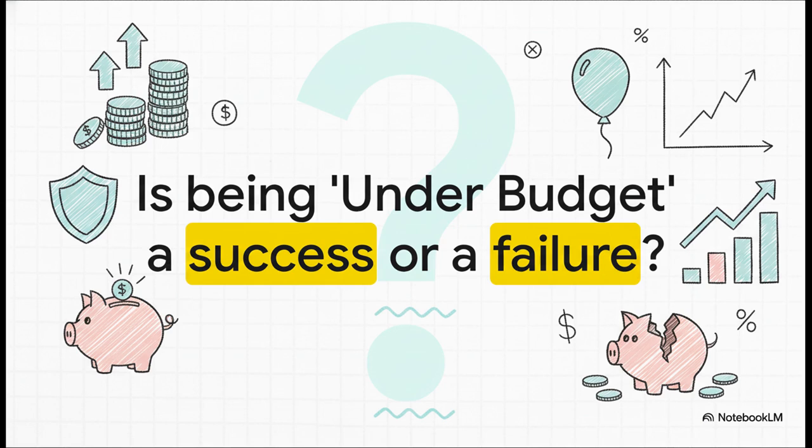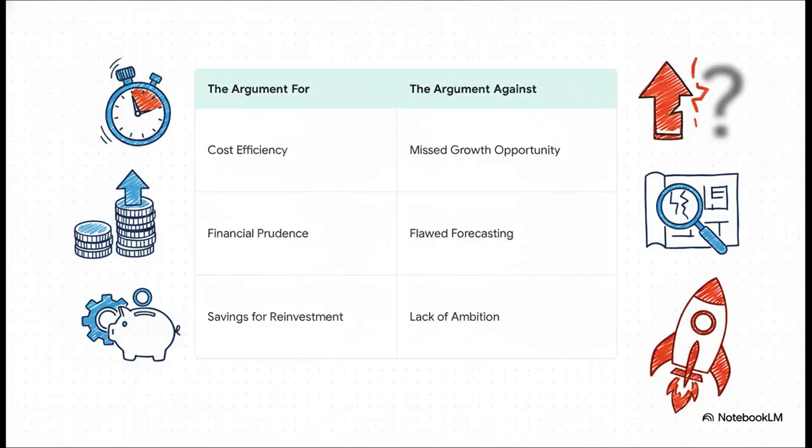Your CFO, they might see coming under budget as a huge win for financial prudence. But should you? Is leaving money on the table actually a success? Or is it a sign that you failed to be ambitious enough? You can see the conflict laid out right here. The argument for being in that affordable zone is all about cost efficiency, saving capital for a rainy day. But the argument against it is pretty damning, right? It could mean you missed a huge growth opportunity. It might mean your forecasting was flawed from the start. Or maybe it just signals a lack of ambition to use the resources you fought for.